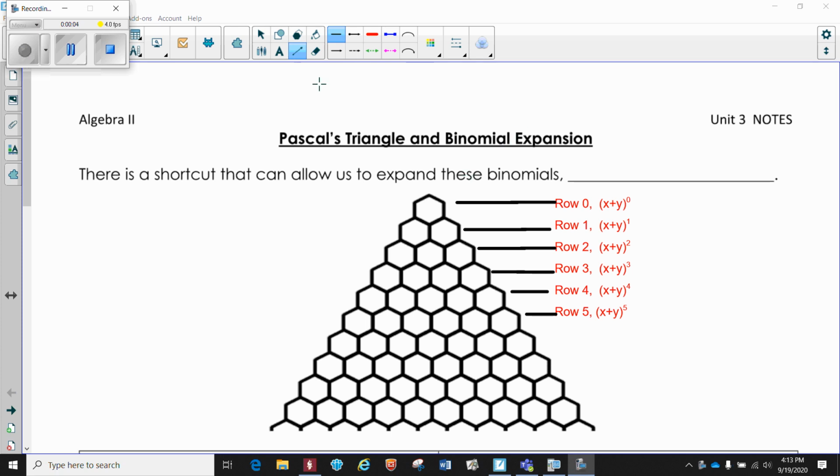Okay, we're going to learn how to do binomial expansion using Pascal's triangle today. So the first thing we have to know is what a Pascal's triangle is and how it works. Pascal's triangle is where all the numbers at the end are 1.